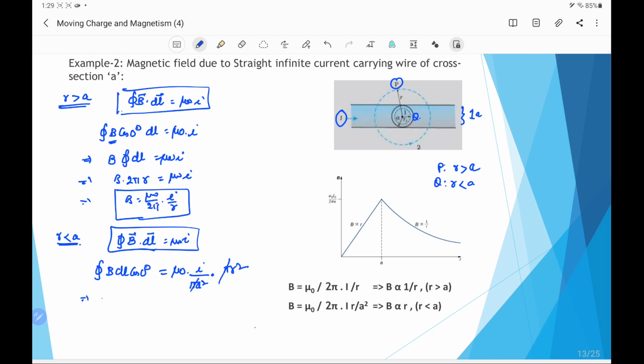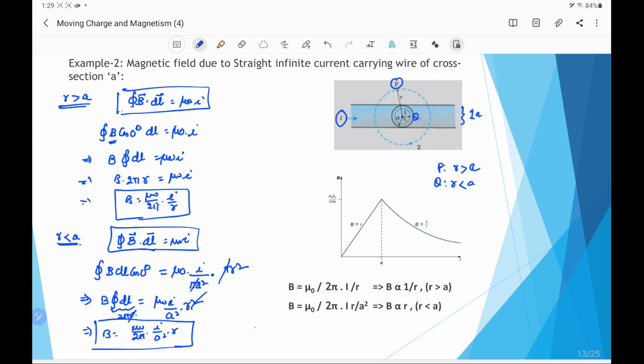Hence we can write B is constant in magnitude so it is taken out. Integral dl cos 0 is 1. It is equal to mu naught I by A square into r square. This integral dl is 2 pi r, the total length of the Amperian loop, which is equal to the circumference. So B will be equal to mu naught by 2 pi, and one of the r gets cancelled, so we can write mu naught by 2 pi I by A square into r. This is the magnetic field. Again this field will be along the tangent on the Amperian loop.